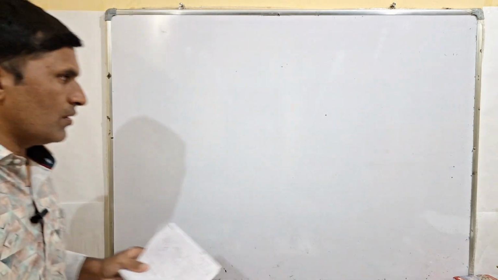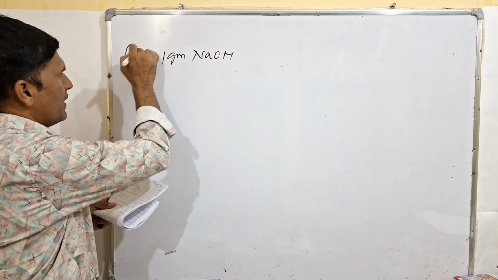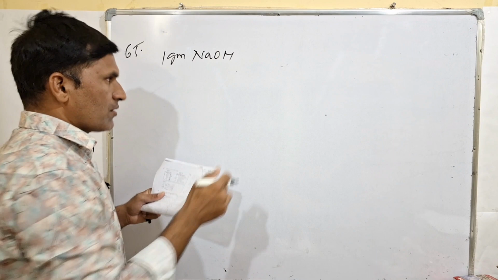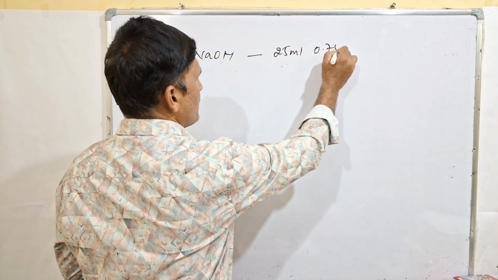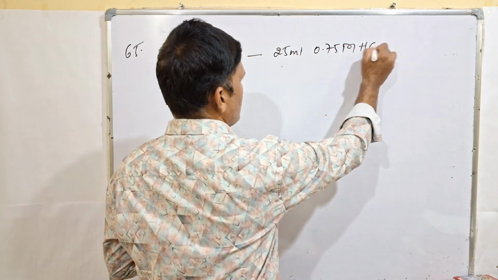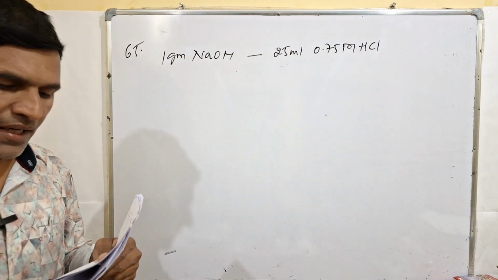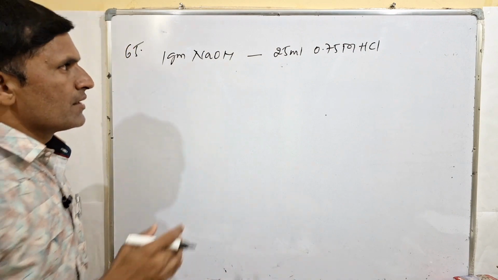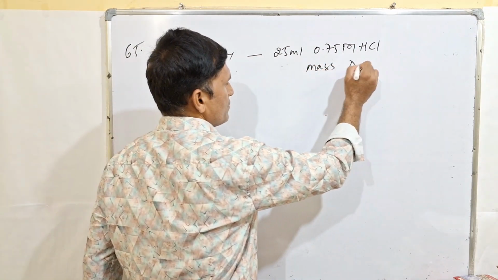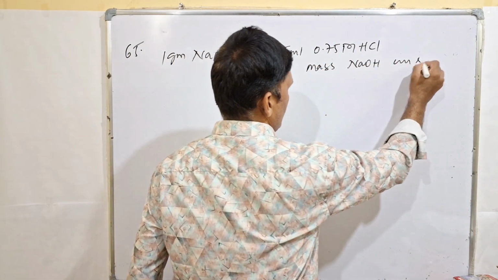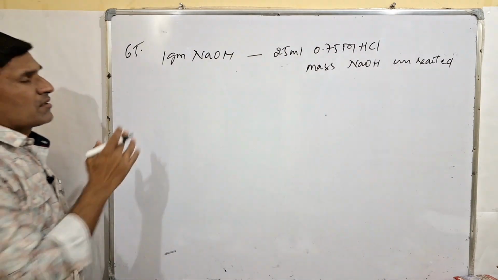Question number 65. 1 gram of sodium hydroxide is treated with 25 ml of 0.75 molar HCl solution. So what is the mass of the sodium hydroxide remaining or left unreacted? Mass of NaOH unreacted, that is the question. So we'll try to solve this one.